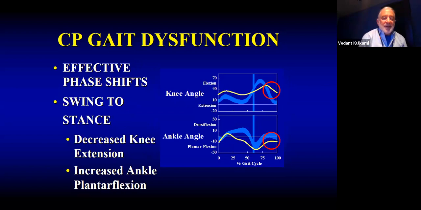Remember, to go from swing to stance, the limb has to be perfectly positioned to achieve a heel strike at the next upcoming initial contact. Children with CP frequently have increased knee flexion at the end of swing. That's the plot on the top. That's due to tight hamstrings. They frequently have increased ankle plantar flexion at the end of swing. That's the plot on the bottom. This may be due to tight ankle plantar flexors or inhibited ankle dorsiflexor function. Either way, with this alignment at the end of swing, it's impossible to get a heel strike and first rocker.